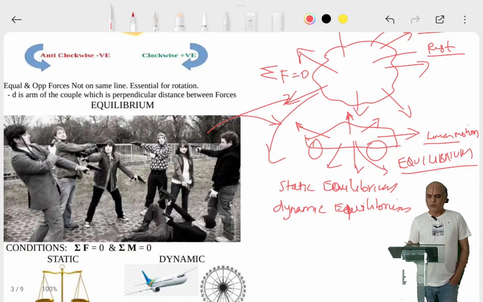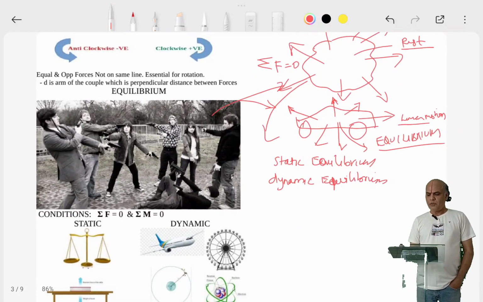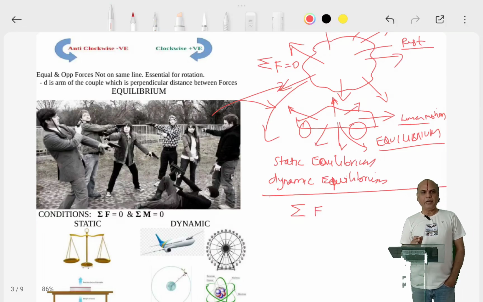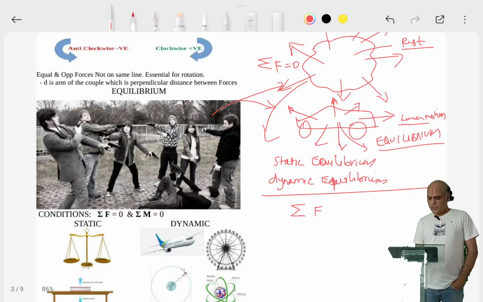Okay, so there are two conditions that need to be met for any body to be in equilibrium. The first condition is when you take the algebraic sum of all the forces, that is, when you are finding the resultant of all forces, which is denoted by sigma F. Sigma means you are algebraically adding all the forces. When sigma F is equal to 0, that is, the resultant of all the forces is equal to 0, this is the first condition required for equilibrium.